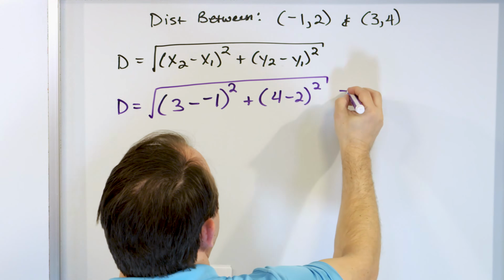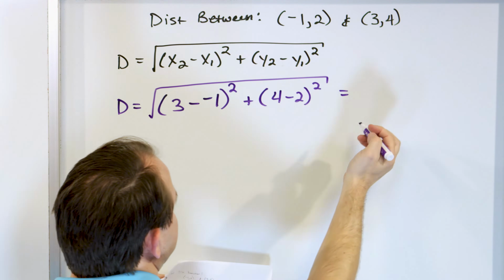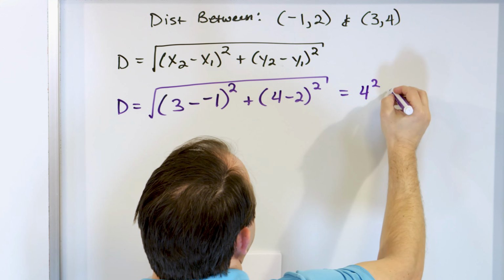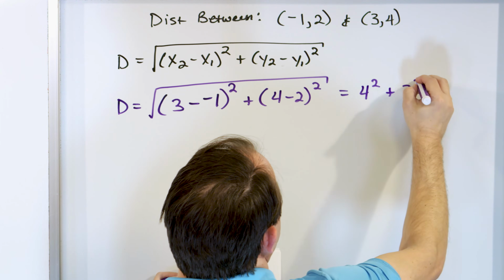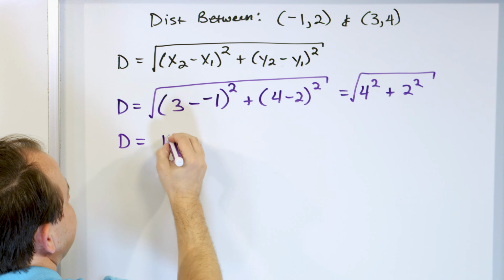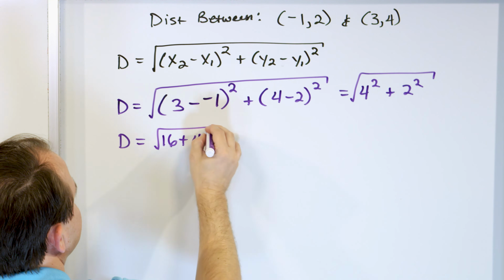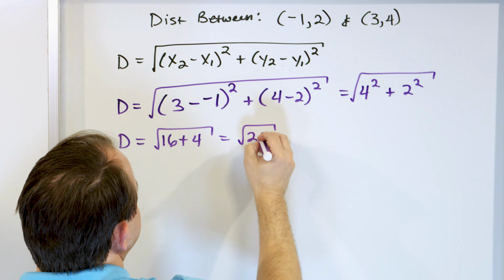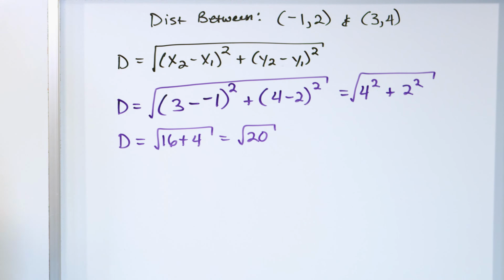So then you have, over here, 3 minus a -1 is 3 plus 1, so you have 4 squared. And then over here, 4 minus 2 is 2 squared. And so you have the square root of all of that. So the distance between these points is 16 plus 4, which is the square root of 20. And so you have to ask yourself, what is the square root of 20?